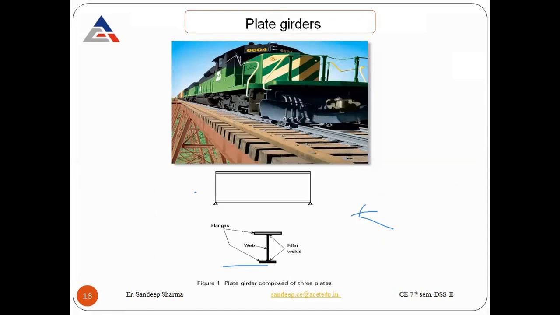So this is the railway bridge where you can also use the plate girder. Here you can see this figure, the plate girder in between the two supports, with the flange and the web section. And these are the fillet welds, with the help of which we join this whole section.